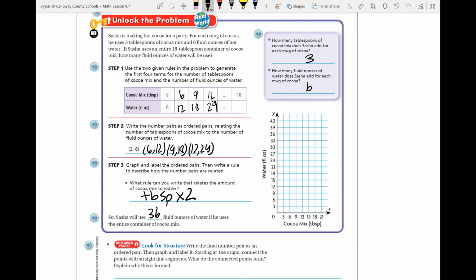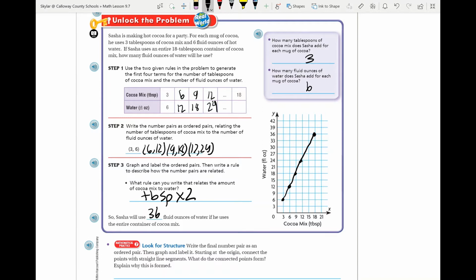Now let's look at what happens whenever we graph these. We have 3, 6. We have 6, 12. We have 9, 18. We have 12, 24. And of course, we also have 18, 36. What you should notice is that it makes a perfectly straight line. Don't let my crappy art skills fool you. Anytime you are dealing with a pattern, because it changes by the same amount every time, it's going to be a perfectly straight line.